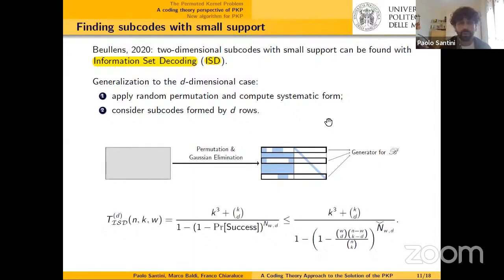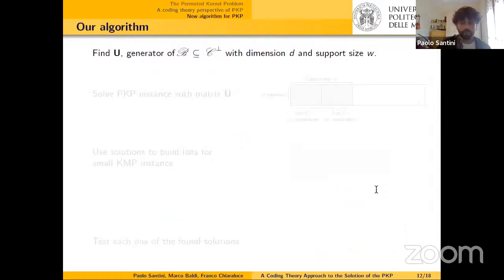The complexity of the algorithm is described by this formula, and I guess I will not have the time to enter into much detail. In any case, you can see that the expression is essentially analogous to the expression of other ISD algorithms. So we divide the cost of each iteration by the success probability of a single iteration. So we have seen that we can actually find small support subcodes using ISD. And this is the first ingredient of our attack.